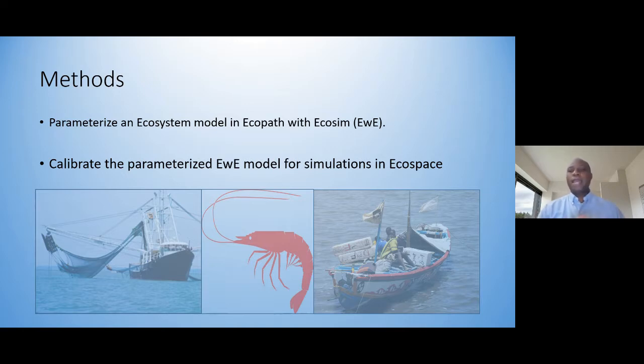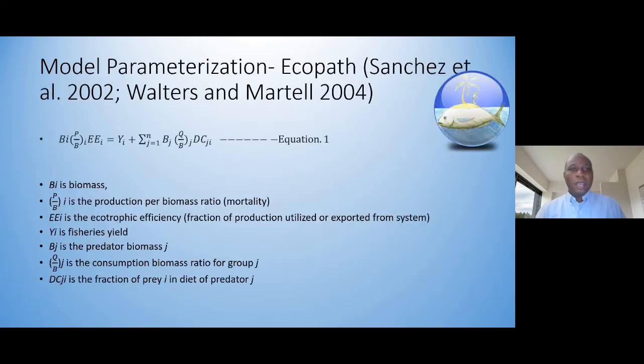And so equation 1 is the master equation in Ecopath that tries to establish mass balance based on the biomasses of commercial species superimposed with the information about the biomasses of their prey and also their predators. So basically, Ecopath tries to establish mass balance based on all of that.